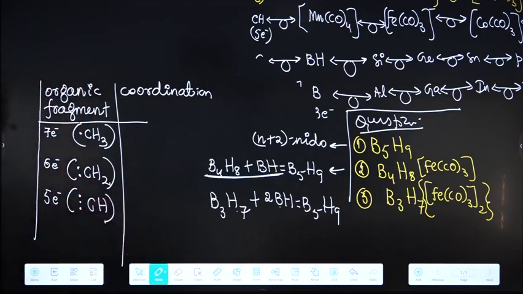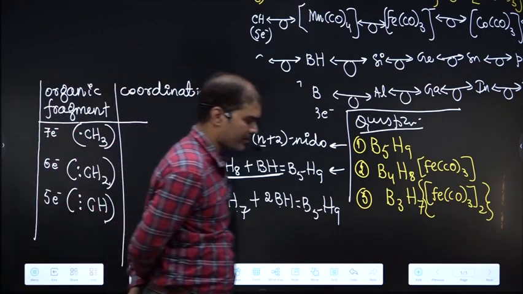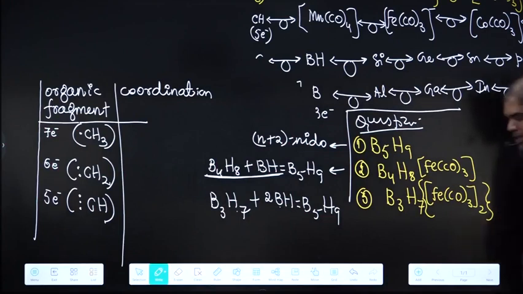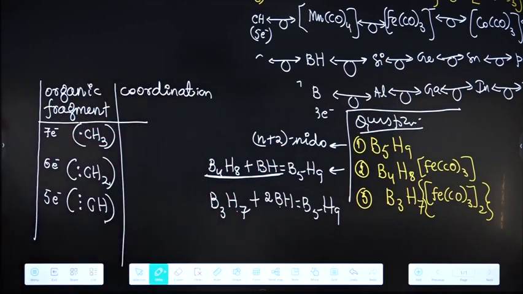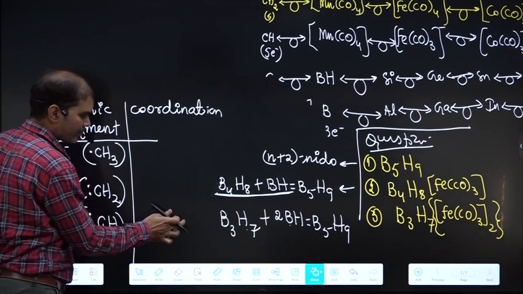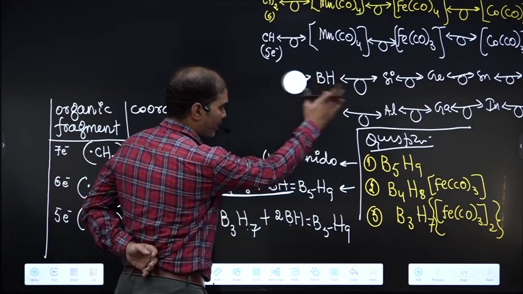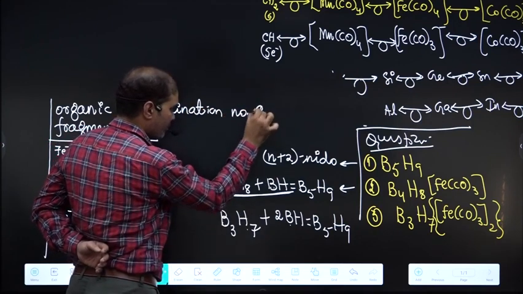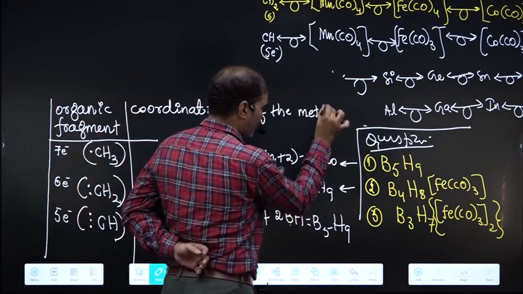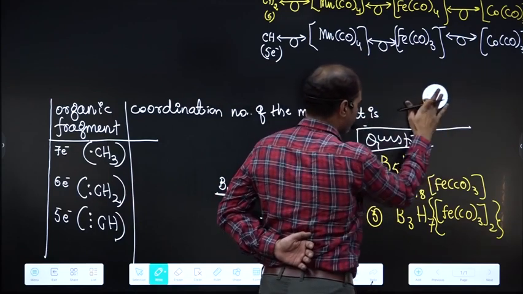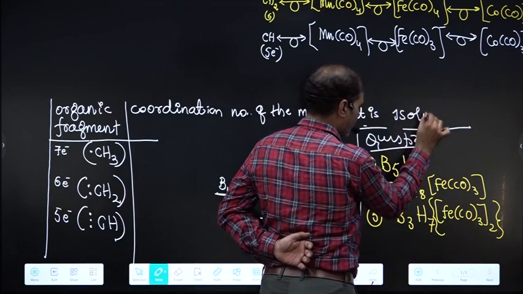You can just do it. Write down a point. When an organometallic fragment is given in a borane cluster, convert it into the corresponding borane by using isolobal analogy.